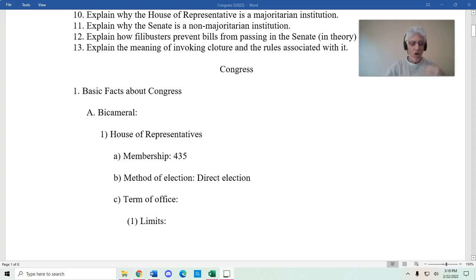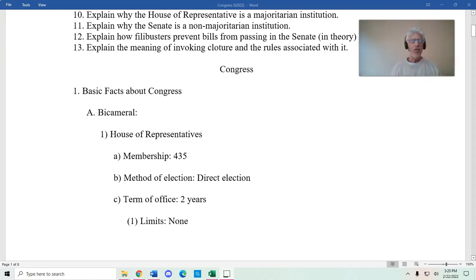In terms of the term of office, how long do they serve for? Members of the House are elected for 2 years. So if a member of Congress is elected in 2022, they're going to be up for re-election in 2024. If they get re-elected in 2024, they're going to be up for re-election in 2026. So members of the House are up for re-election every 2 years. Now, in terms of limits on how many times they can run, there are no limits. Members of the House can run for as many times as they can get reelected.